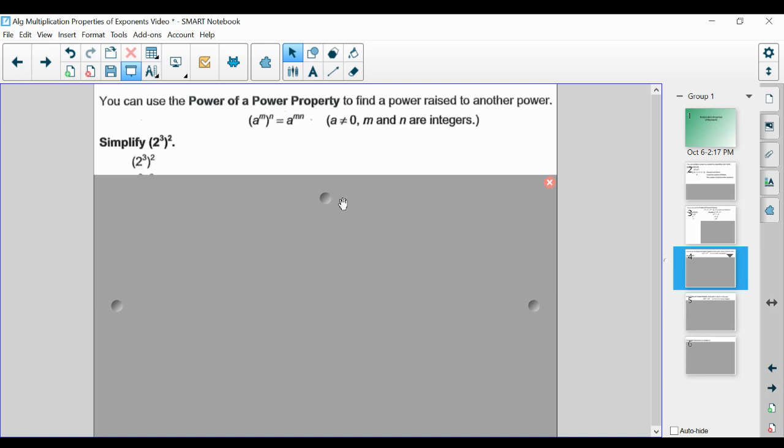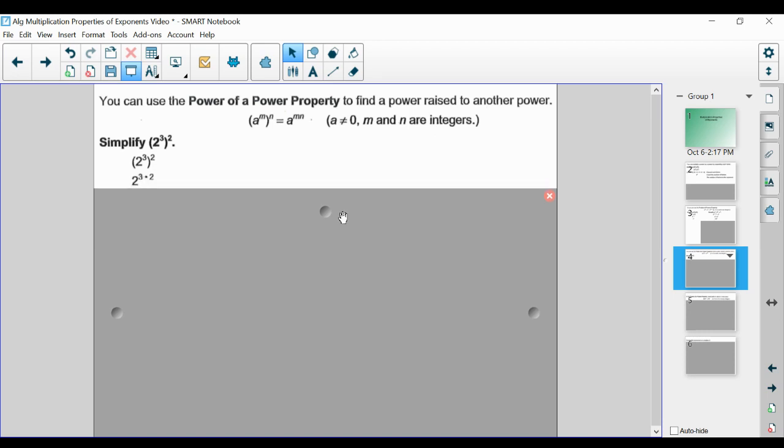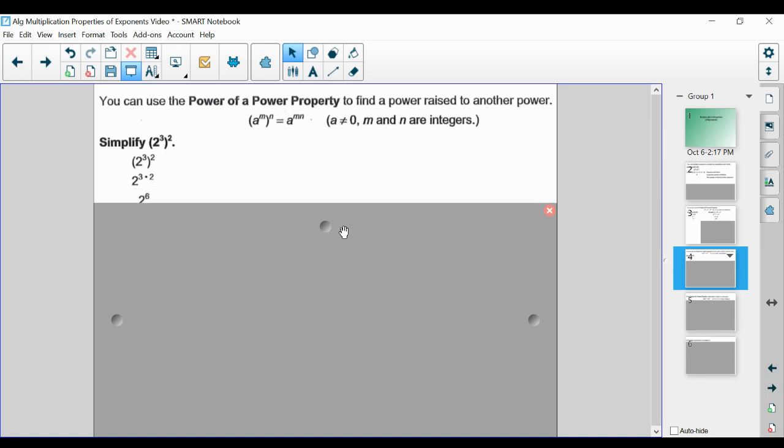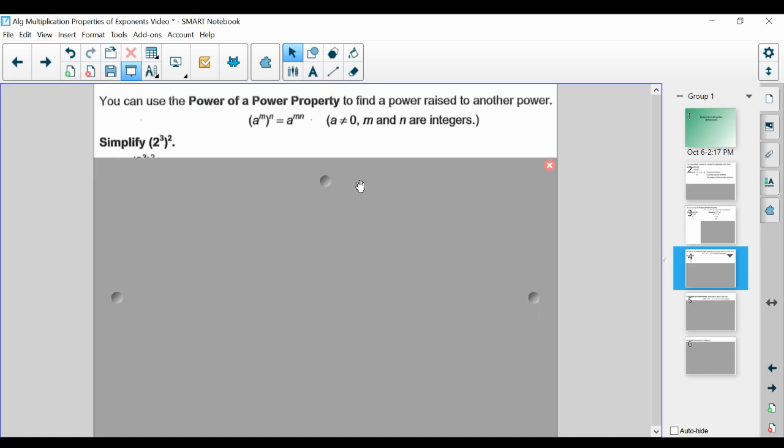Well, using the power of a power property, the triple P, we can do 3 times 2. So we have 2 to the 3 times 2, and 3 times 2 is 6. Therefore, we end up with 2 to the 6th power.